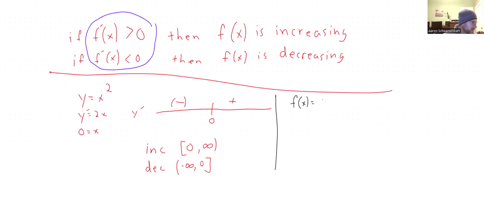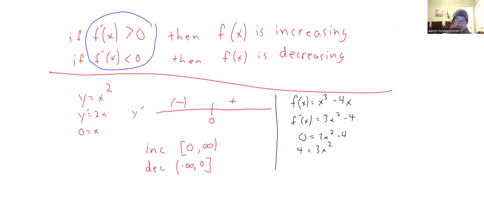f of x equals x cubed minus 4x. F prime of x is then equal to 3x squared minus 4. So in order to find where it switches, I need to set it equal to 0. And I'm going to solve.